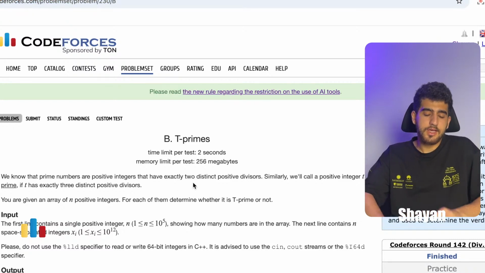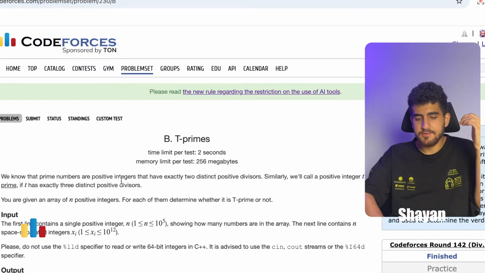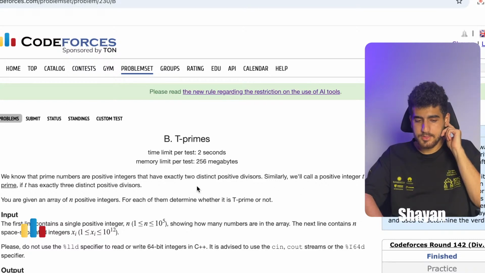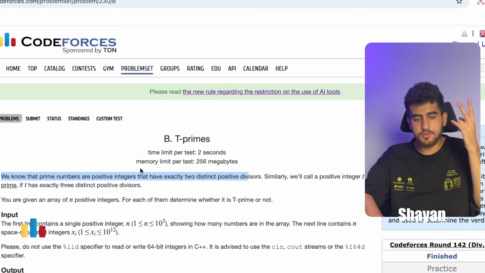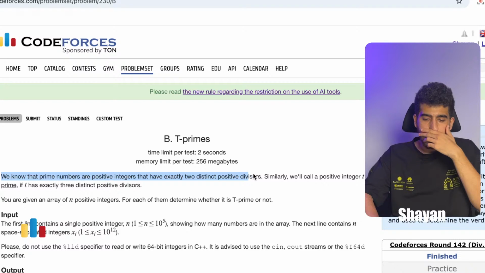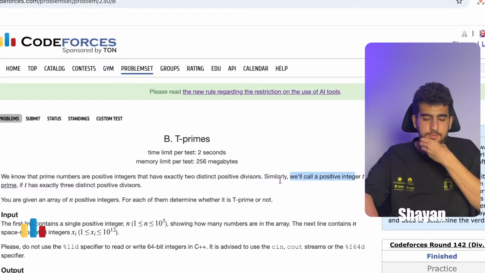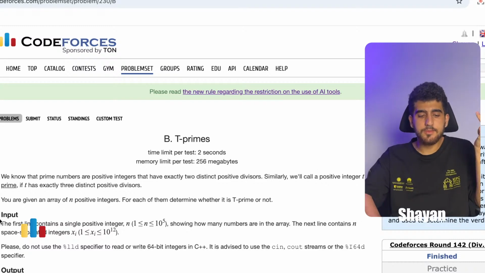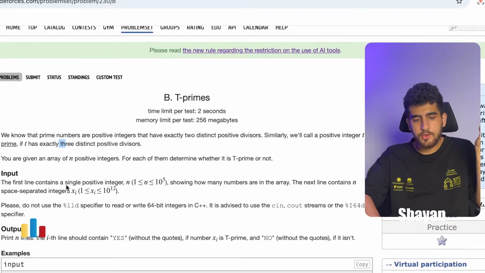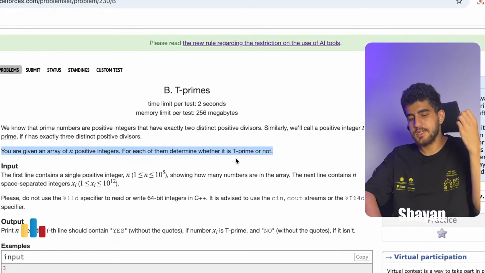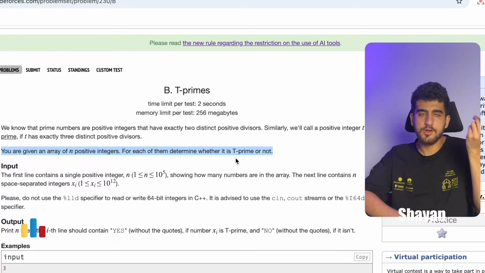It says that we know that prime numbers are positive integers that have exactly two distinct positive divisors, 1 and themselves. Similarly, we call a positive integer t a T-prime if t has exactly three distinct positive divisors. You are given an array of n positive integers. For each one of them, determine whether it is a T-prime or not.